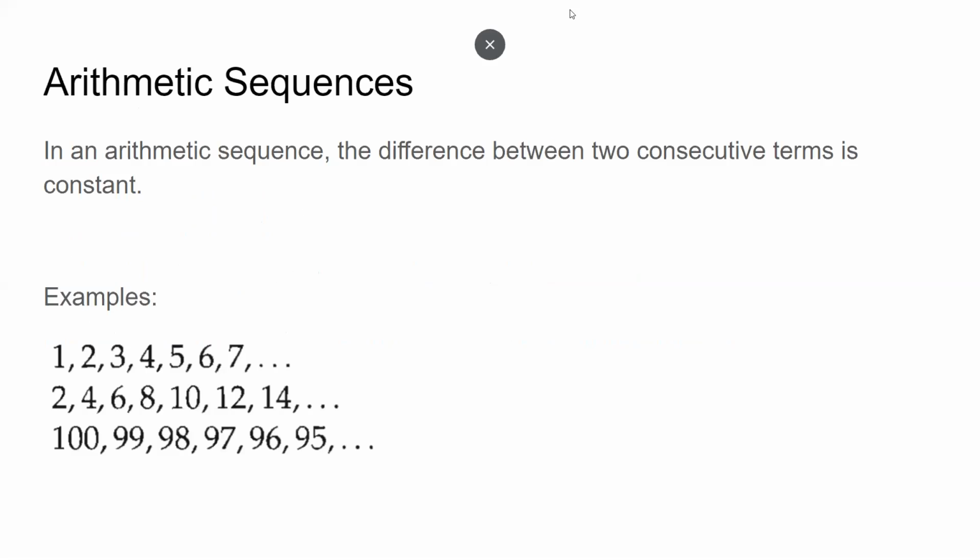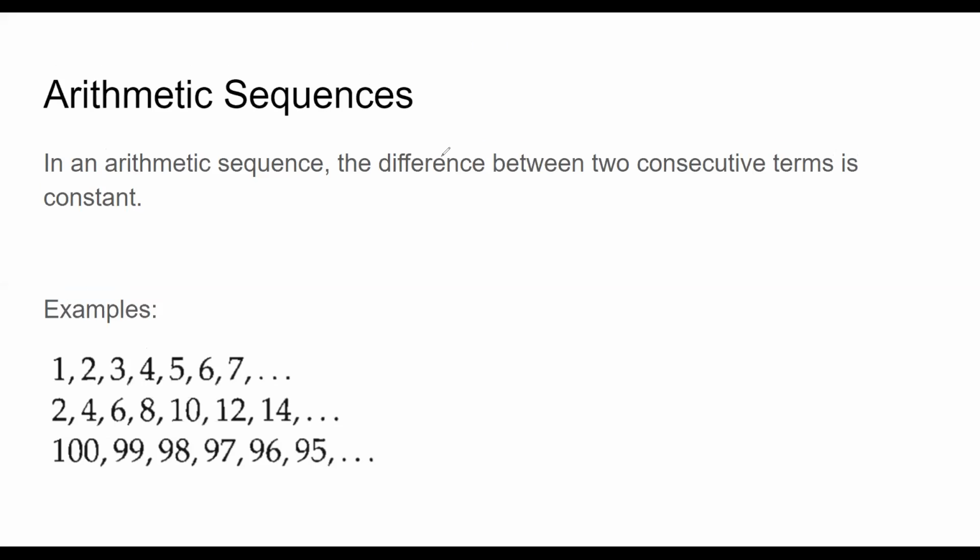So the first, most basic type of sequence is called an arithmetic sequence. An arithmetic sequence is where the difference between 2 consecutive terms is constant. So some examples here: we have 1 to 2, 2 to 3, 3 to 4. The difference here is always 1. The difference for the second one is always 2. The difference for the last one is always -1. So when the difference between each consecutive number is a constant, then we have an arithmetic sequence.